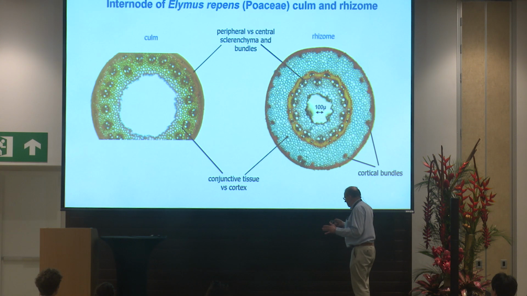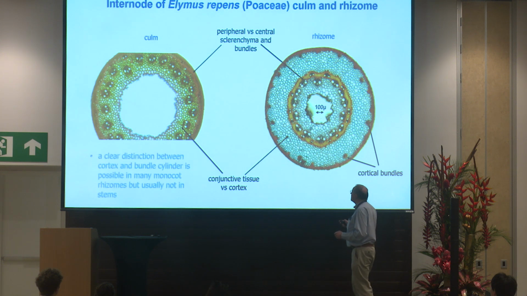So when comparing the above ground culm and the rhizome, you see that this sclerenchyma layer is more or less shifted, but in addition you have the endodermis. And here you have a conjunctive tissue, and here you can talk about a cortex. So in many underground rhizomes, you see a clear distinction between cortex and bundle cylinder, but usually not in stems.